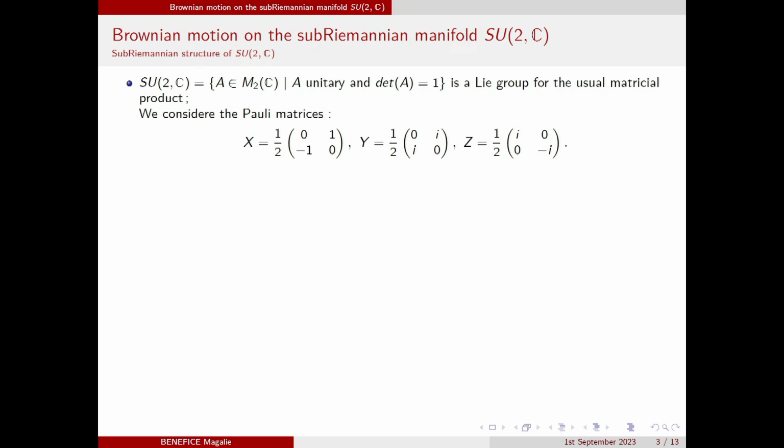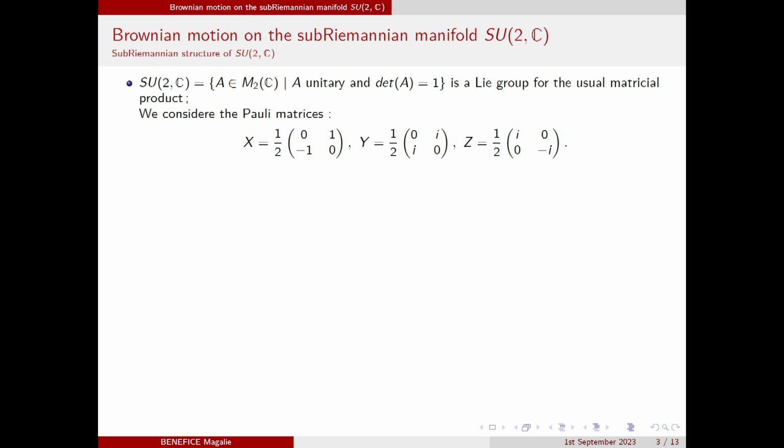So yes, when you talk about sub-Riemannian structure, in general, you begin with the Heisenberg group, but as the Heisenberg group has been well explored, I will talk about SU(2). It will be the same structure. So it's a Lie group of matrices with the usual matricial product, and it's 2 times 2 complex coefficients. Group of matrices with unitary matrices with determinant 1.